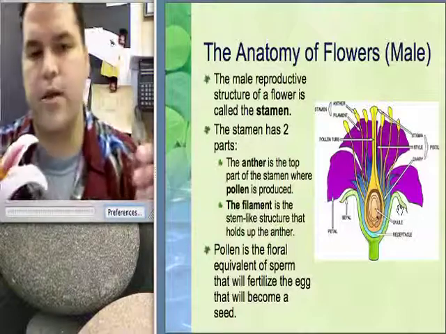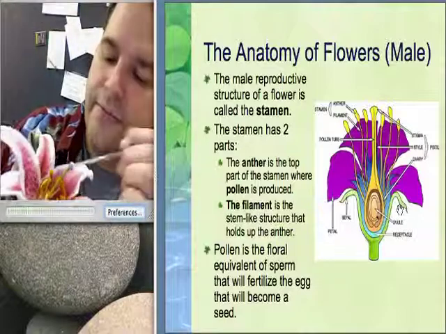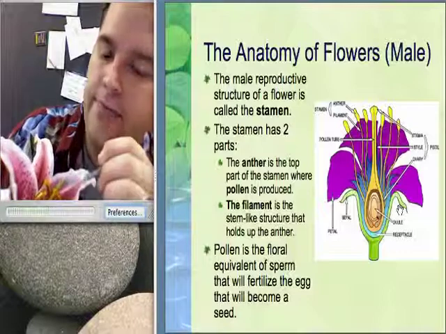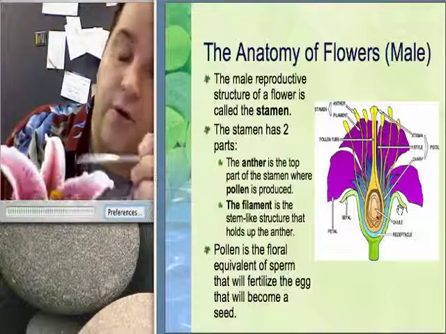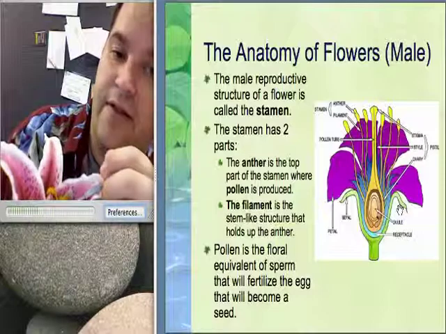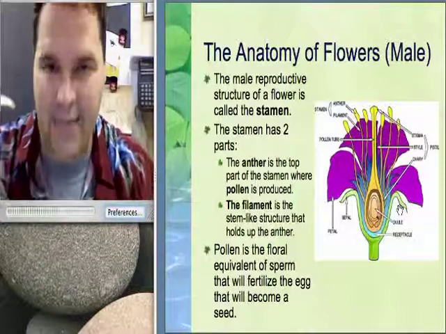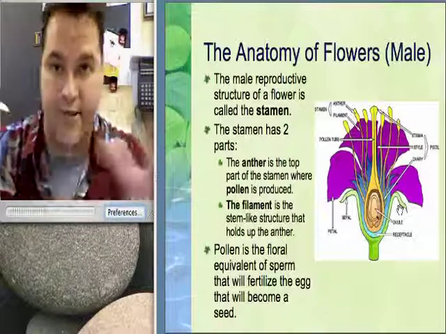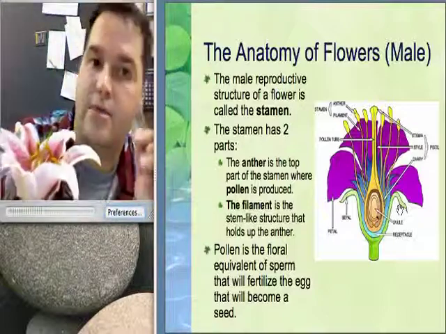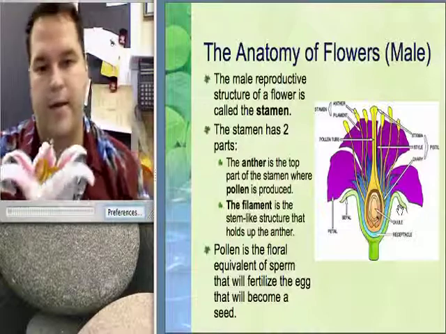So the whole thing is called a stamen. The top is called the anther, and the little stem-like structure that holds the anther up is called the filament. The stamen, that's the same word, singular and plural, is the male reproductive structure of a flower.